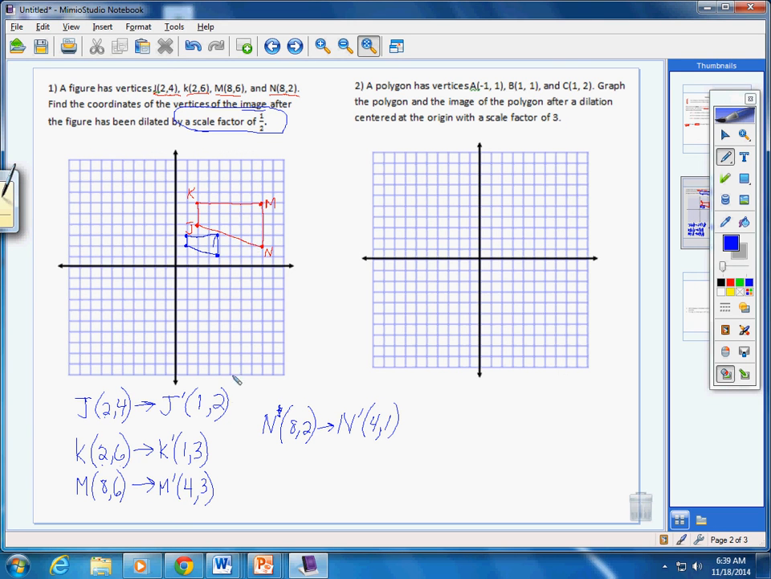So it says find the coordinates. I guess you didn't even really need to graph that. Your answer would have been those 4 coordinates, since that's what we're asked to find.